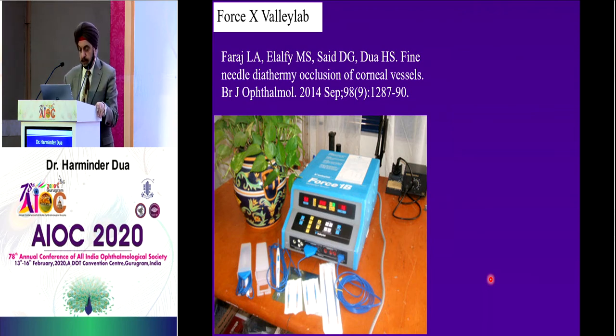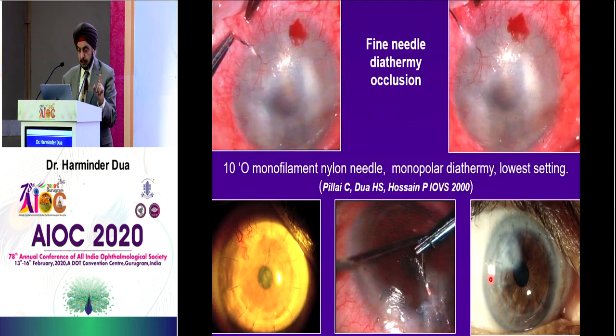So we take a Valley Lab, and we use it at the lowest setting possible, and then you take a 10-0 monofilament nylon needle. It can be single arm or double arm. It doesn't matter. You pass it in the vicinity of the blood vessel, so that acts as the extension of your electrode, and then you touch the needle with the monopolar electrode, and you press the button or press the foot switch, let the current pass, and you will see it'll produce a coagulum at the side and seal the vessel. So let me show you.